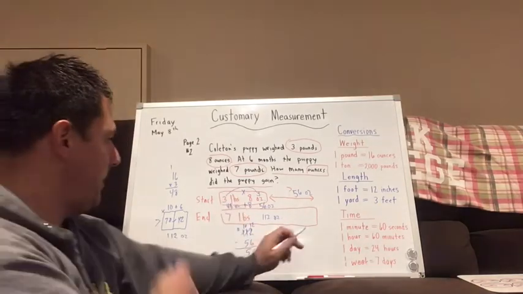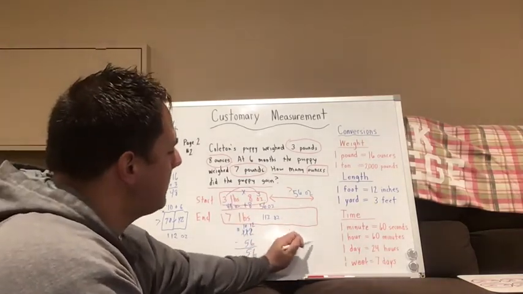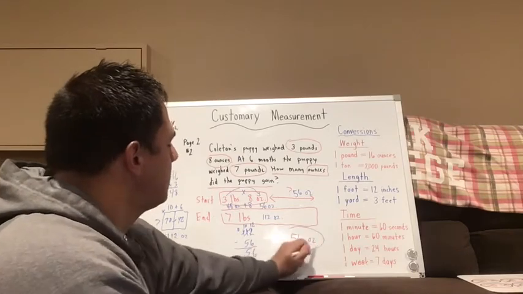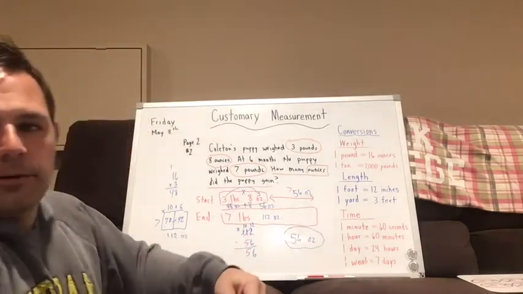So how many ounces did the puppy gain? The puppy gained 56 ounces. All right, gang. I'm going to have you guys do the rest of the problems on your own today.